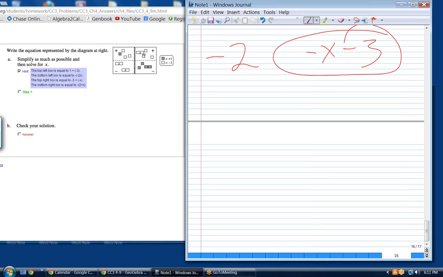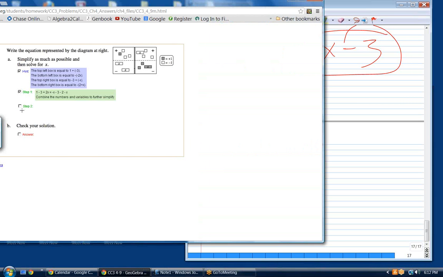So it was a -x minus 3 for the top right. And then the bottom right is plus x. So how do they get -2 plus x? Oh, this minus sign? I think so, yeah. Wow. And then if you need more help, you can press this step 1. And then that leaves you... no, I don't even like this problem very much.